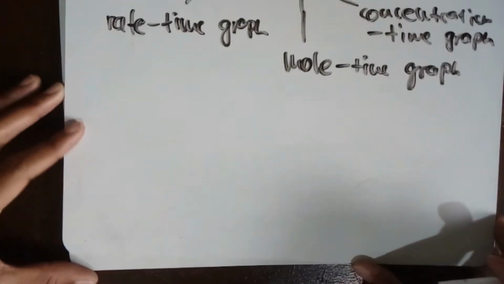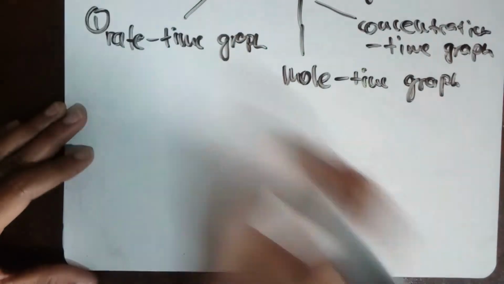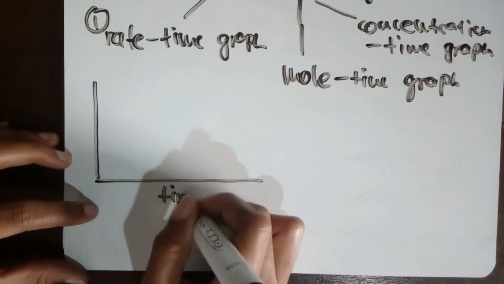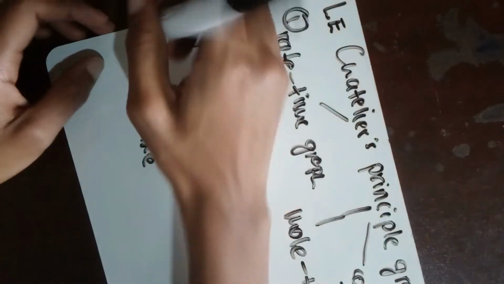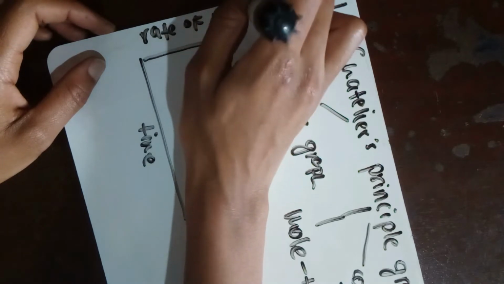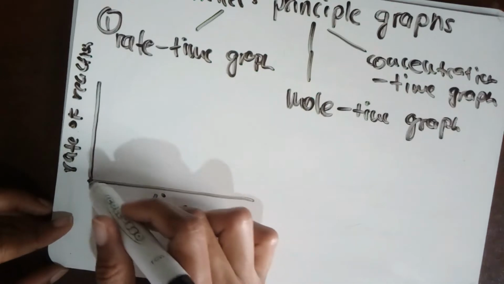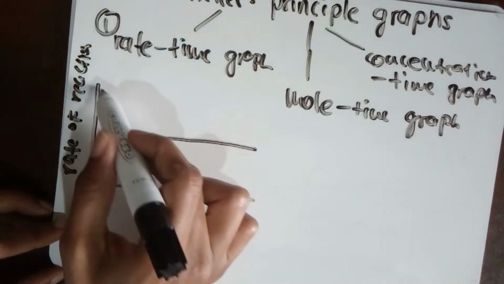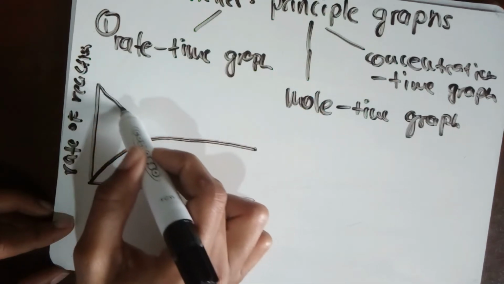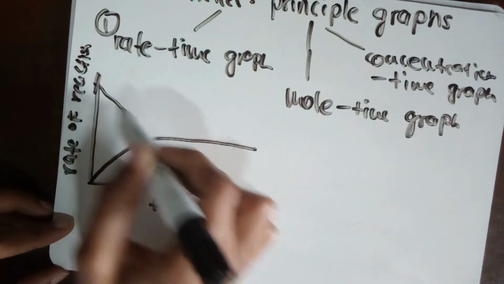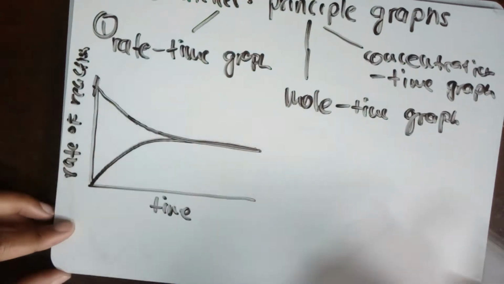So let us start off with this one. Remember, on your x-axis you have the time, and on your y-axis you have the rate of reaction. Your reverse reaction will start here, increase, then after a certain time reach a certain constant. Your forward reaction will start at the top, its rate will be high initially and then drop until it reaches that constant as well.